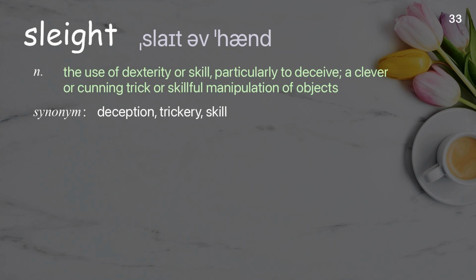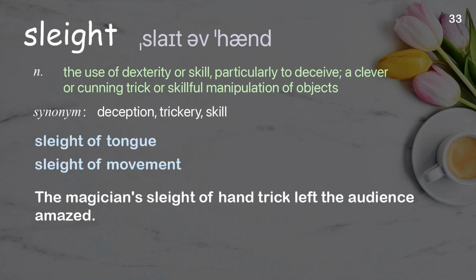Sleight. The use of dexterity or skill, particularly to deceive, a clever or cunning trick or skillful manipulation of objects. Examples: Sleight of tongue. Sleight of movement. The magician's sleight of hand trick left the audience amazed.